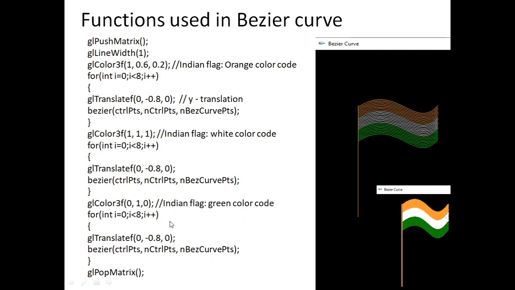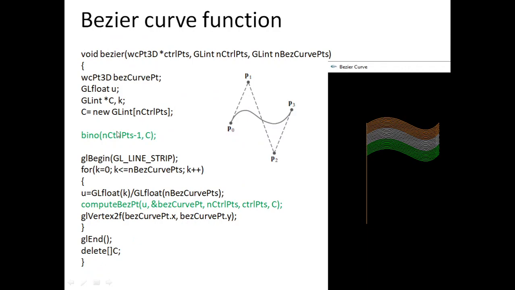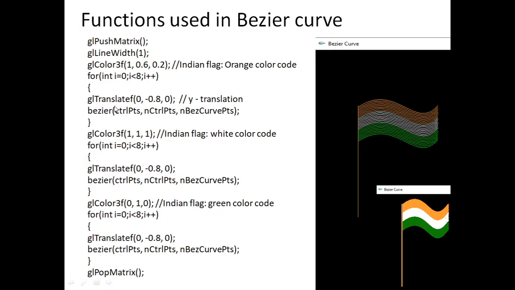Now I will come back to the previous functions. So you called the Bezier function, correct? Once you call the Bezier function, one curve will be drawn. We have seen this in the previous slide. So the Bezier function will draw only one curve, that is, 20 points are drawn. Then one more curve, so again you call. This for loop will run 8 times, so 8 curves are drawn: 8 green color curves here, 8 white color curves and 8 orange color curves. By completing this we will get a flag.